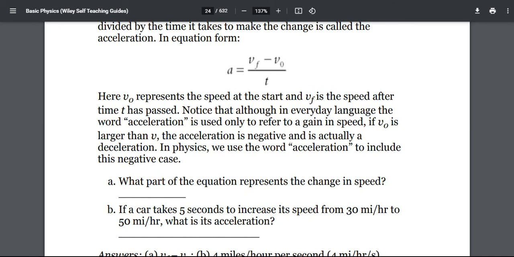Okay, so that is it for today, guys. In the next video we are going to learn more about acceleration, and then we are going to learn about motion diagrams.